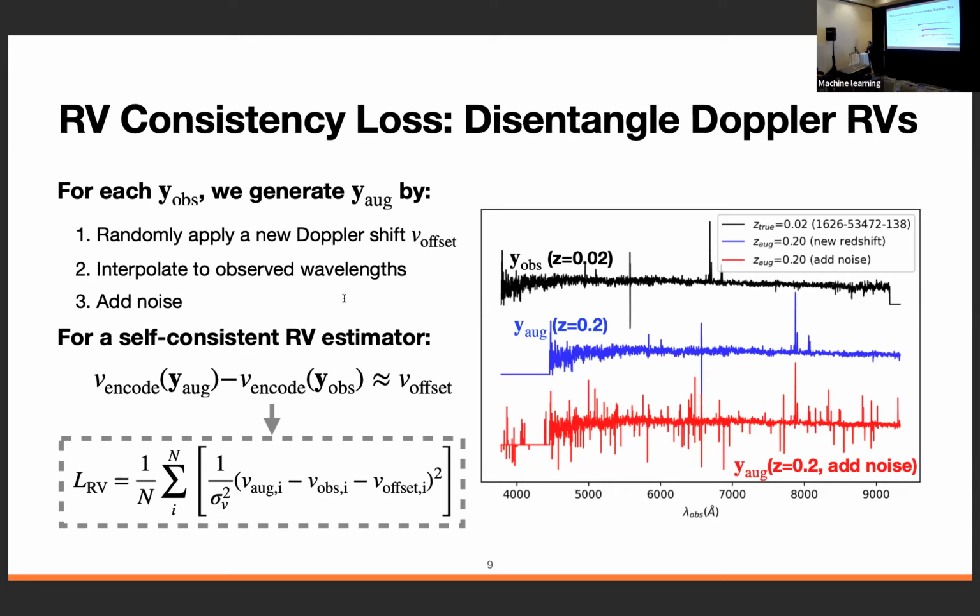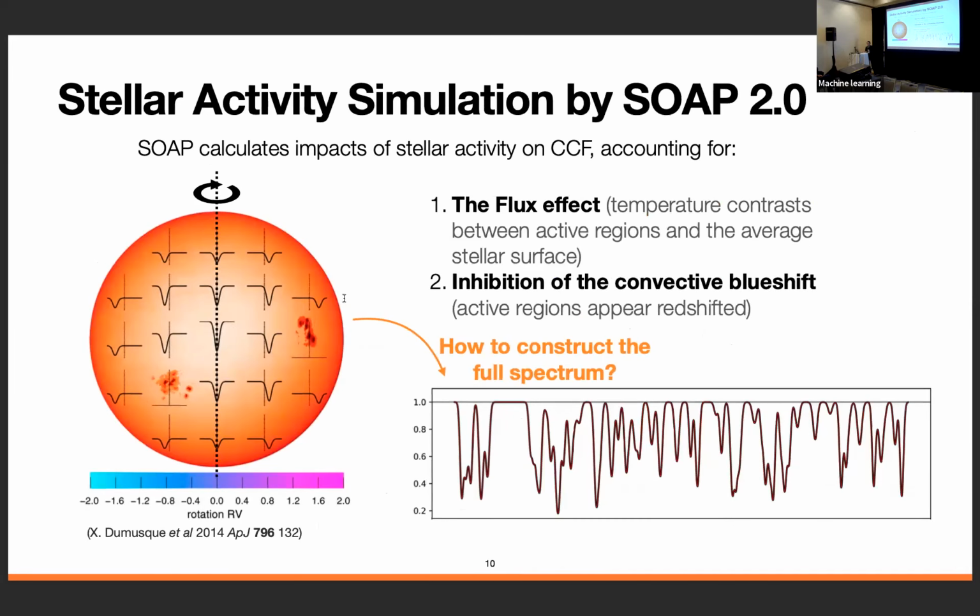So by training on augmented data, I can generate an effectively infinite number of samples for training, and we can always achieve desired precision or exploit all the information content in the spectrum. So our method has been tested on a simulated data set. I will try to explain how we build this data set.